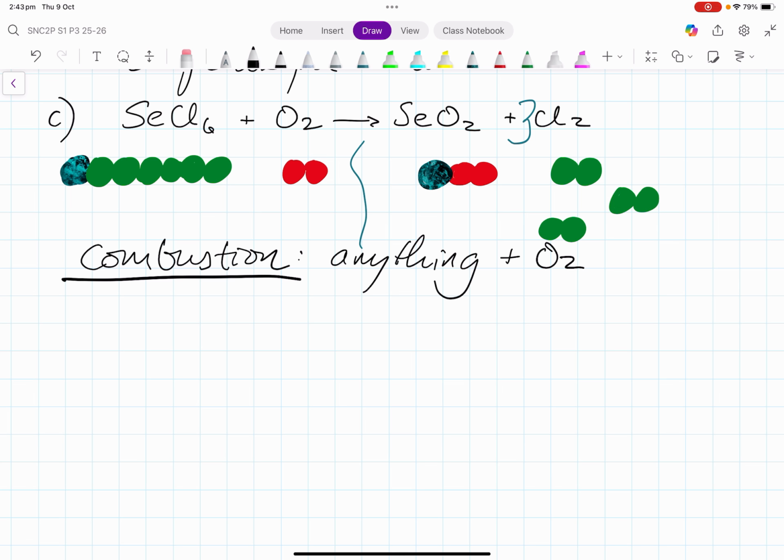Now, what's happened then is if I look at my general formulas or definitions, one element takes the place of another in a compound. So the oxides took the place of the chlorides. So this is actually a single displacement as well, even though no metals were involved.